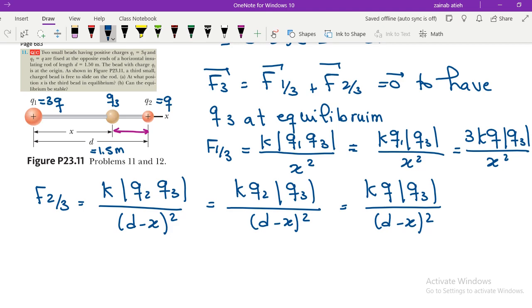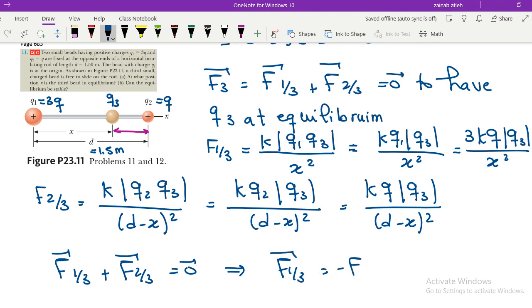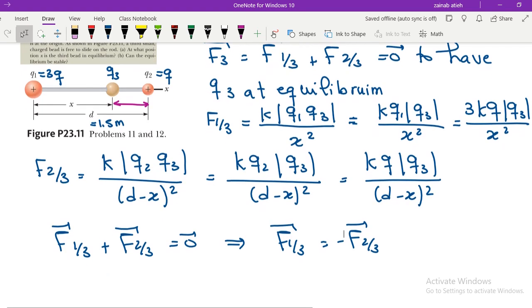Now what shall I do? I won't write them as vectors. I will just take the equation above: F1 on 3 plus F2 on 3 equals 0. This means the sum of two vectors is equal to 0, so these two vectors have the same magnitude and opposite sense. It can be written as F1 on 3 equals minus F2 on 3. I will repeat again: these two forces have the same magnitude, opposite sense. So simply, without drawing them, taking the absolute value of both sides, F1 on 3 is equal to F2 on 3. They've got the same magnitude.